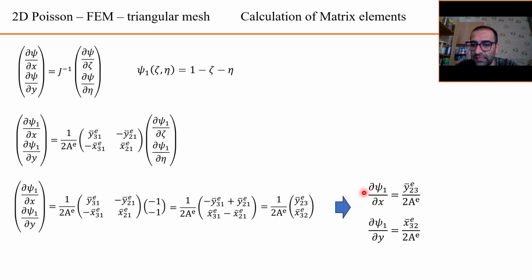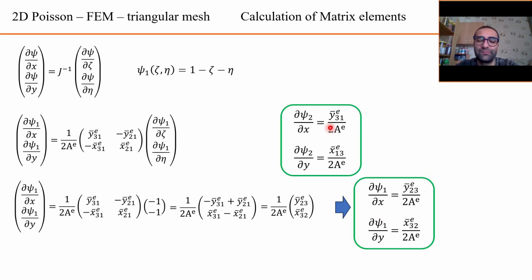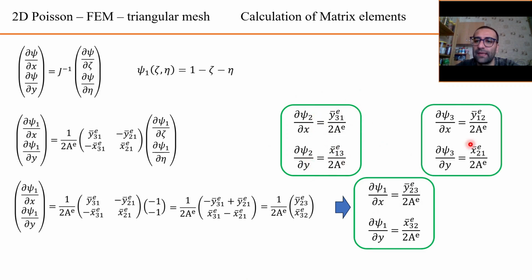Now we have an explicit value for the derivative of psi1 with respect to x and the derivative of psi1 with respect to y. That is, let's say, a constant number, because the area of the element is constant, and we know the difference between the coordinates of each node. In the same form, you can easily show that the derivatives of psi2 with respect to x and with respect to y have such a relation. And you can also easily calculate the derivative of psi3 with respect to x and psi3 with respect to y. That is again some constant number.